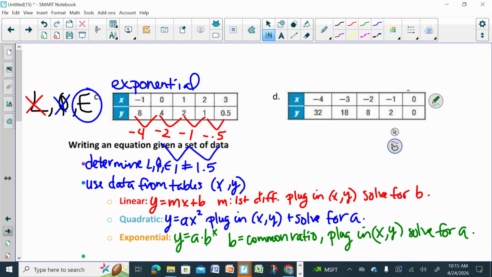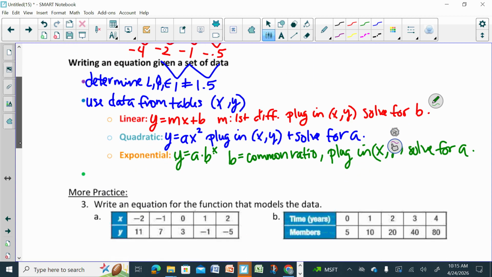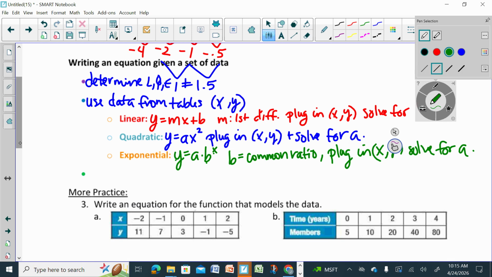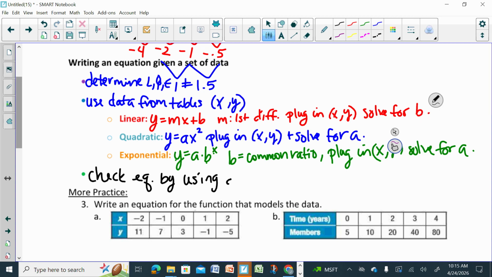In each of these scenarios, I'm going to suggest that after you have your equation, you check your equation by plugging in a different point and seeing if it's true. Not the same ordered pair that you just used, but a different XY.